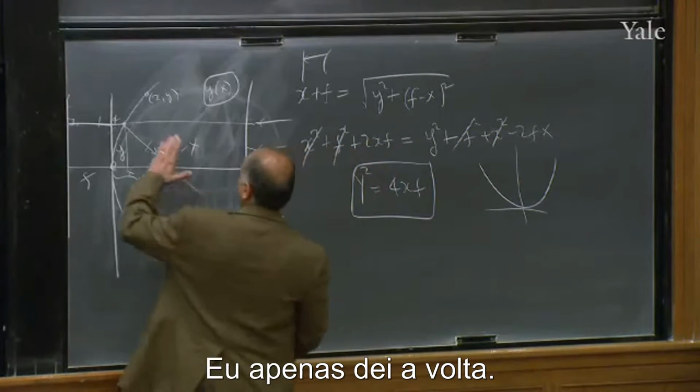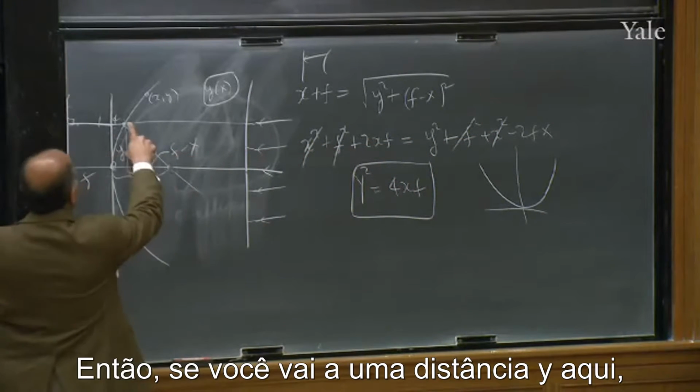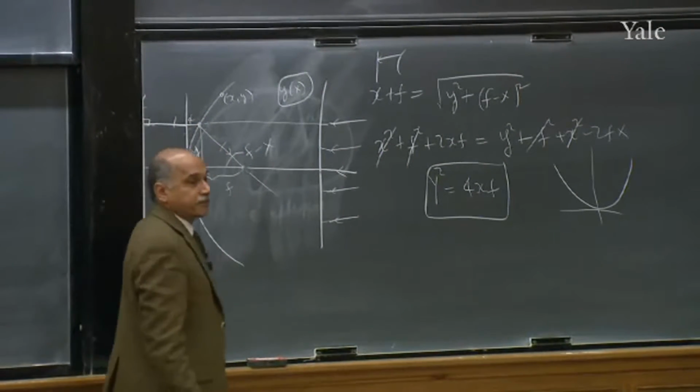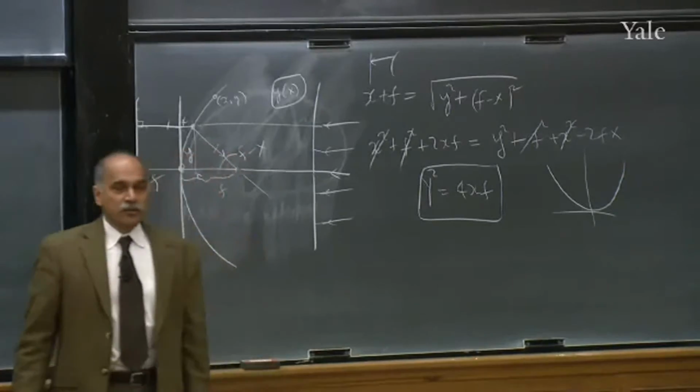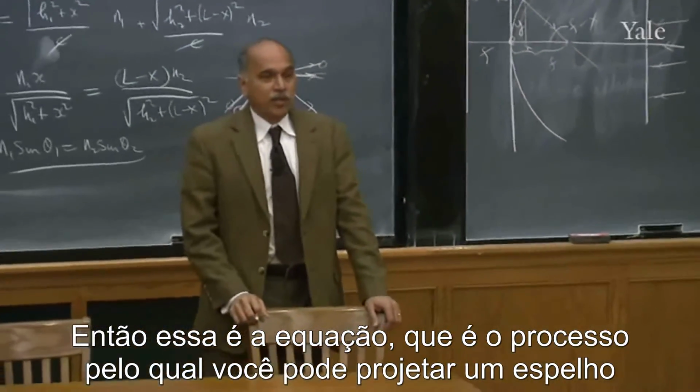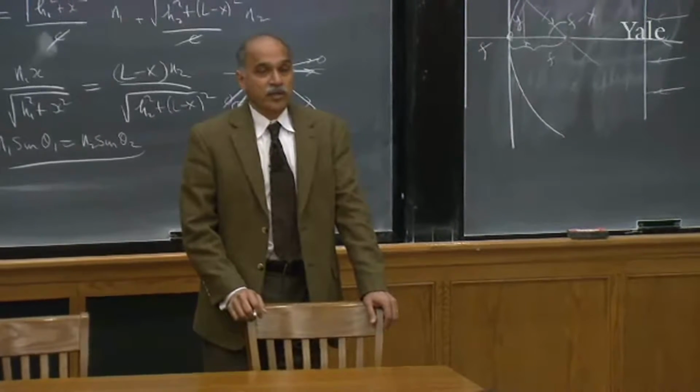But it's the same thing. I've just turned it around. So if you go a distance y here, then this x is quadratic in the y. So that's the equation. That's the process by which you can design a mirror that will focus light from infinity. So it can be done.